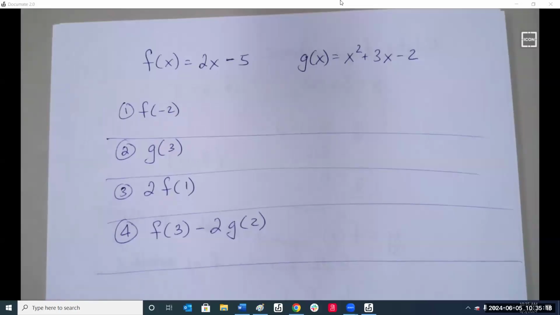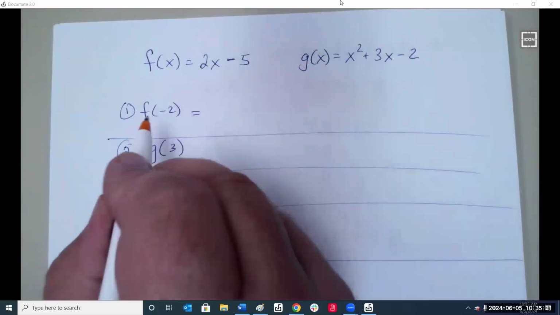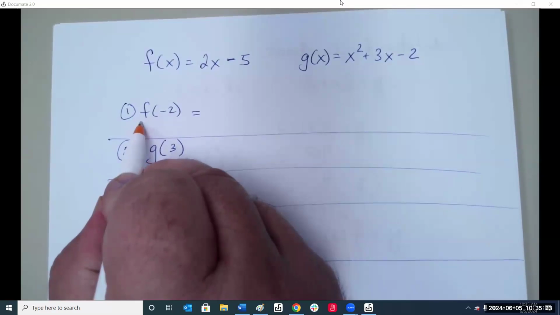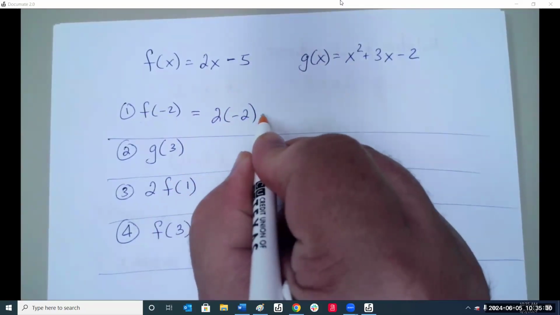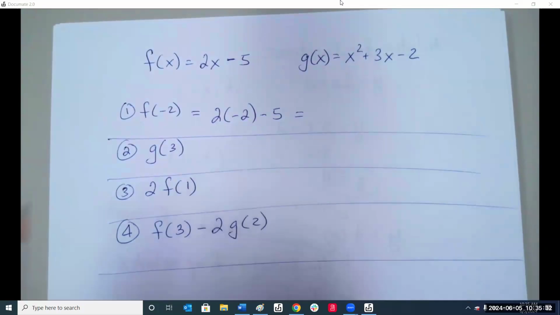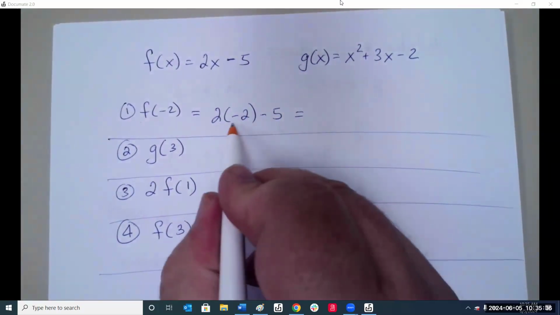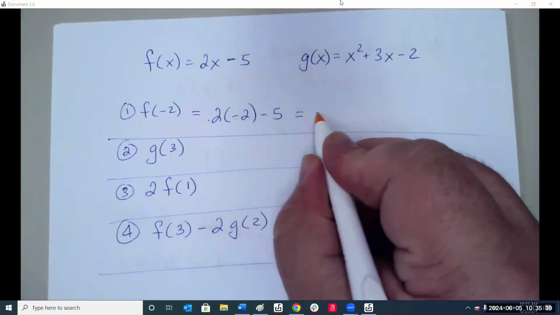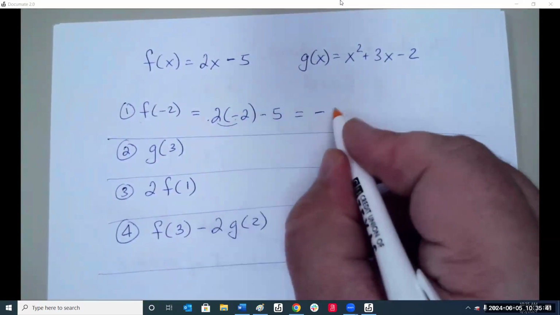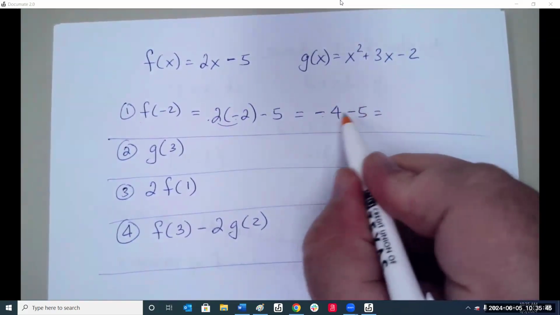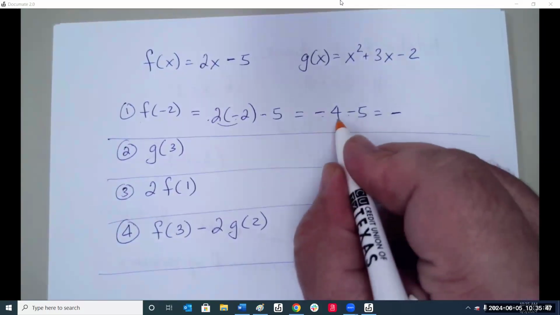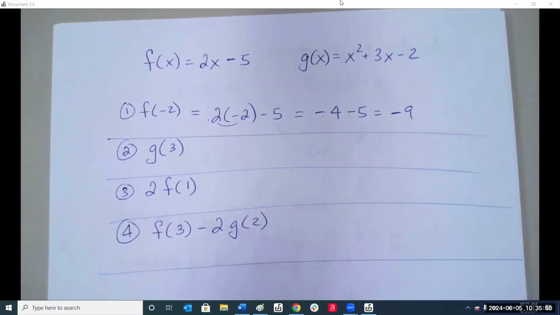Look at the first one. So in the first one, it says go to the function f. What do we put in place of x? -2. So we have 2 times -2 minus 5. We do multiplication first. Positive times negative is negative. 2 times 2 is 4 minus 5. They're both negative, so the answer is going to be negative. 4 plus 5 is 9.